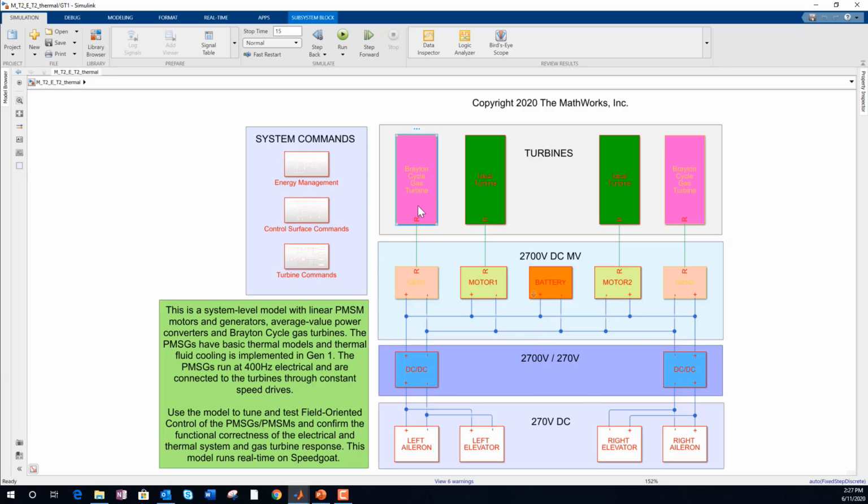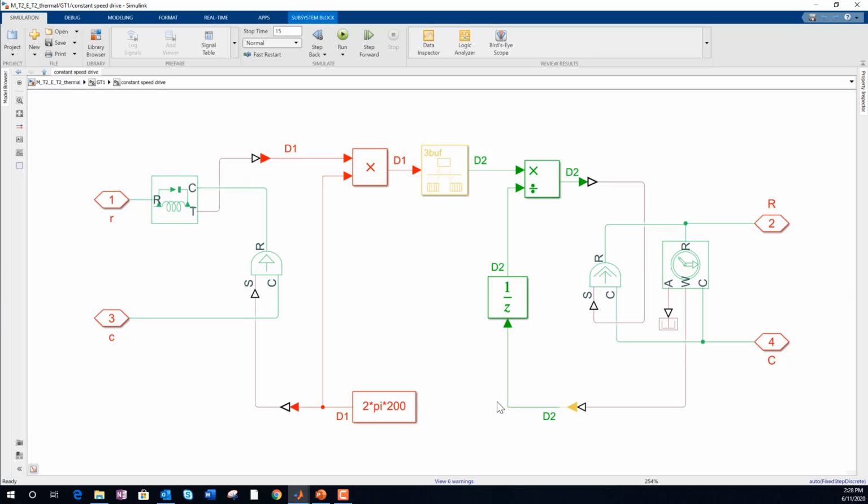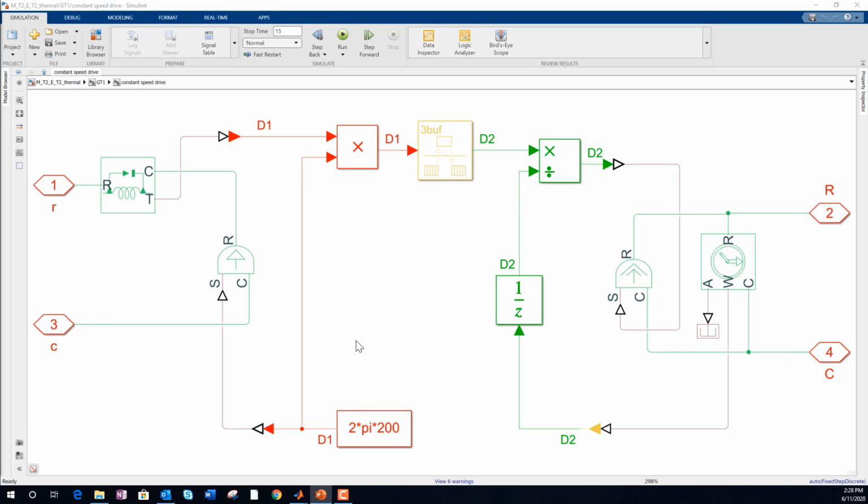Let's take a look at the Brayton cycle gas turbines. They're modeled using gas and thermal domains. As you can see here, I connect the generator to the main shaft of the turbine using a constant speed drive. Let's just drill in here. The constant speed drive is a basic implementation.